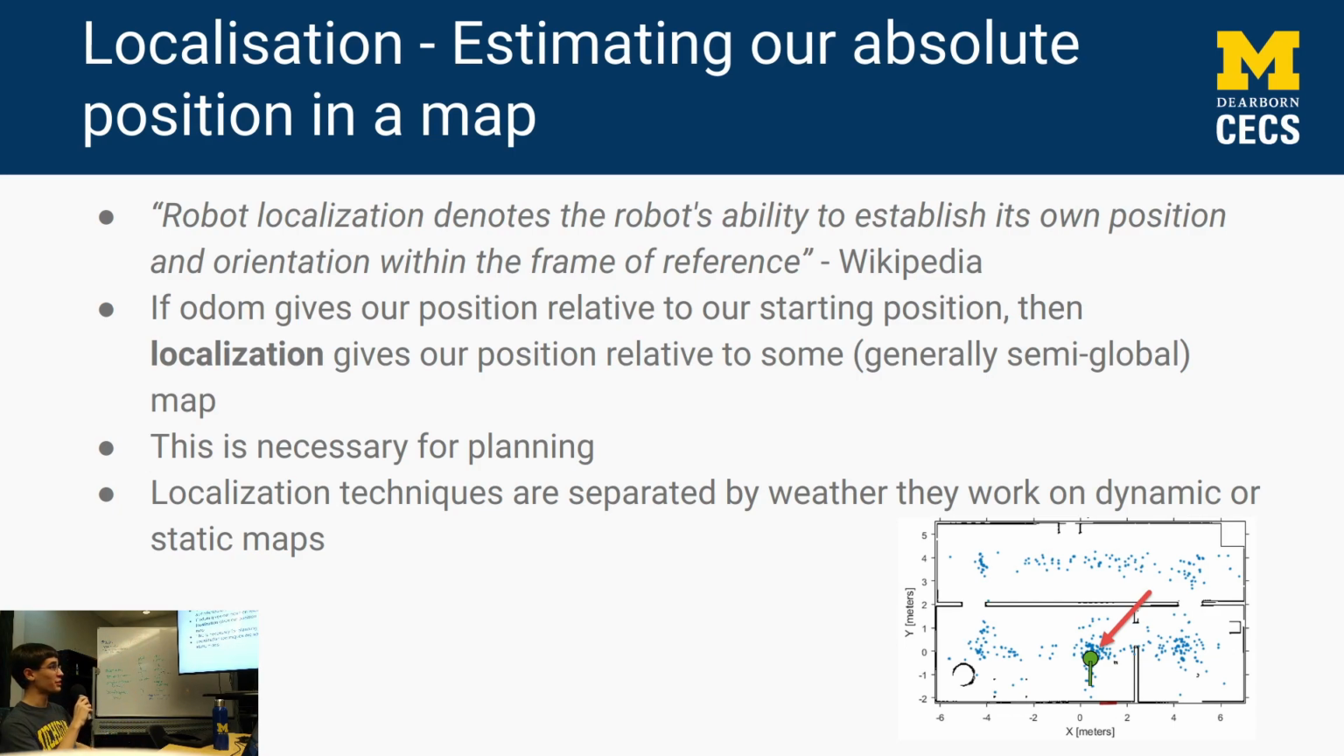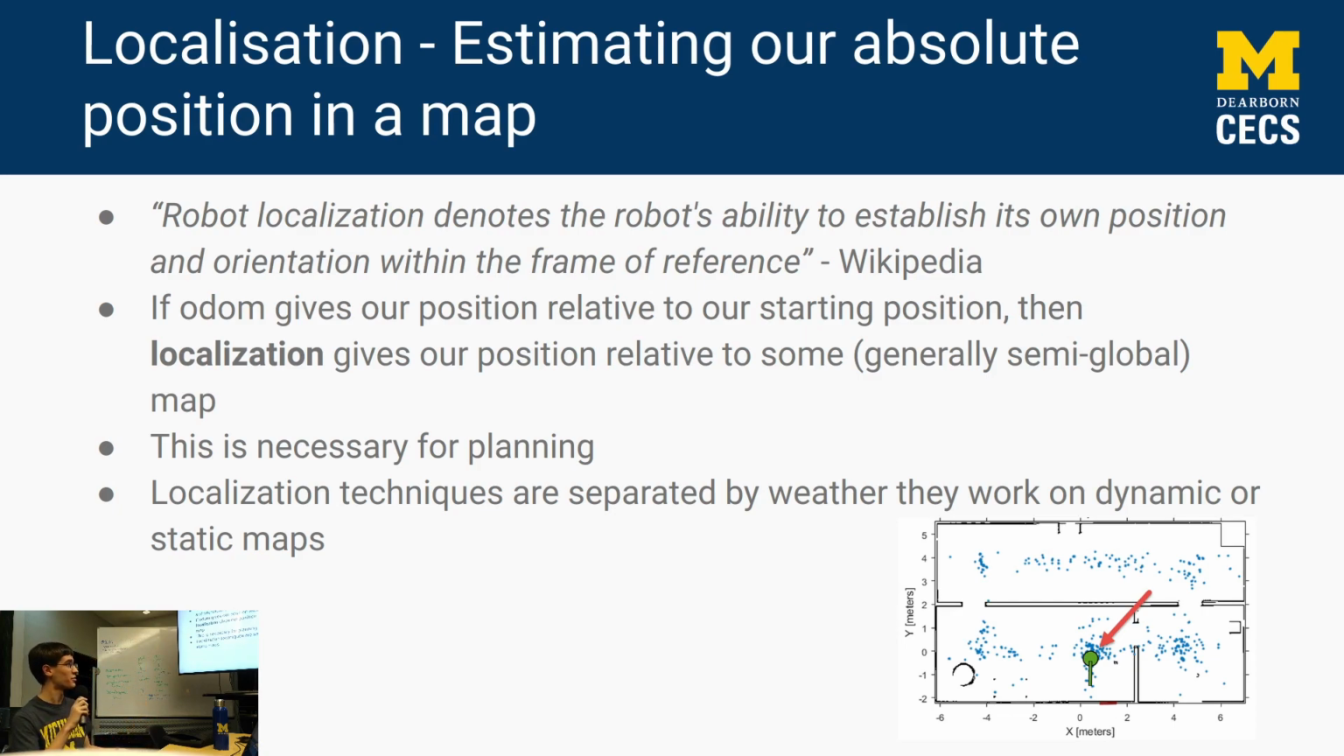So localization is very important. If you think of the problem of getting from A to B, A is us. We need to know where A is before we can get to B. And if we only have Odom, which is relative to where we started, that's not very useful unless, of course, we know exactly where we started. Unfortunately, localization is where this starts to get really complicated, because finding out purely off sensor readings where you are in a map is actually quite complicated.